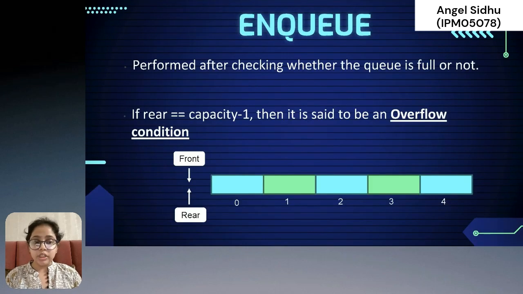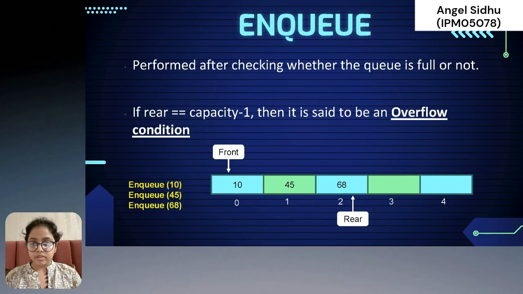When we add an element to the queue, this operation is called enqueue, that we're now going to discuss. Before adding an element, we must check if the queue is full. This is done by verifying if the rear pointer has reached the maximum capacity of the array. If this condition is true, we encounter an overflow condition, and the enqueue operation cannot proceed. If the queue is not full, we increment the rear pointer by 1 and insert the new element at that position, as can be seen by the animation.